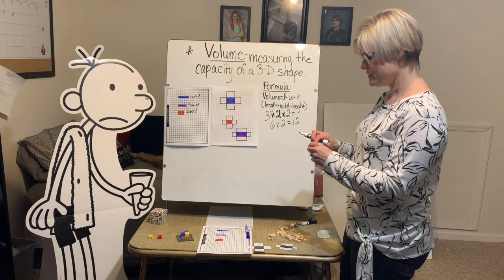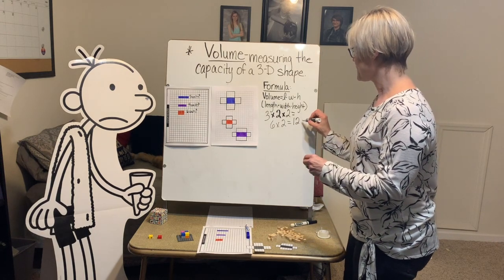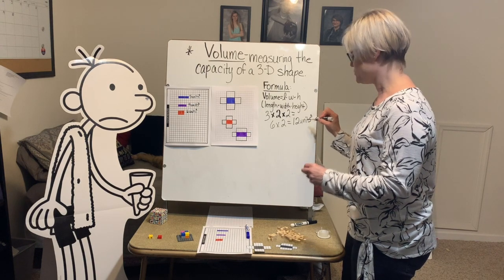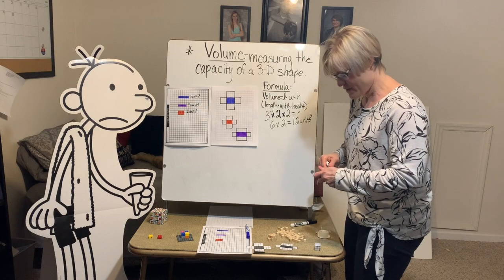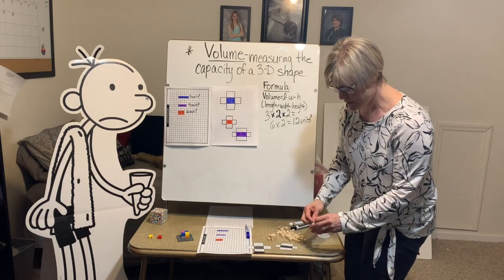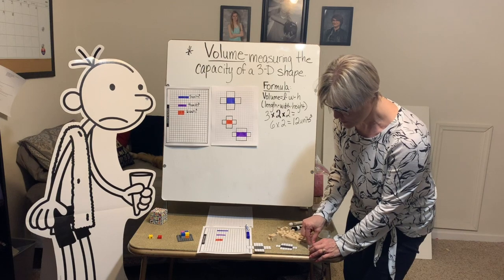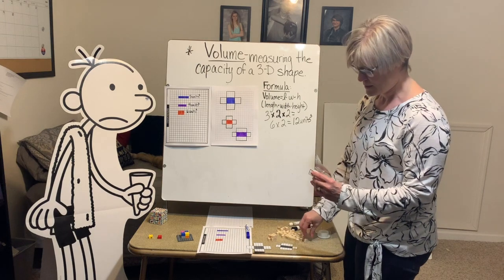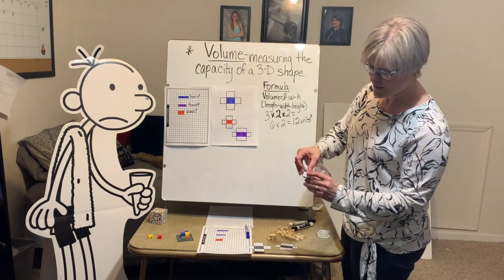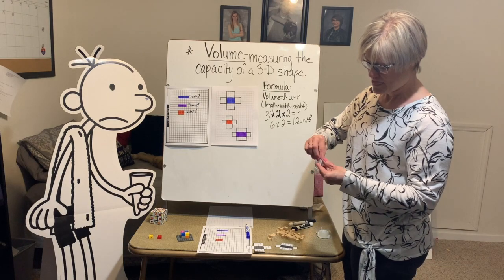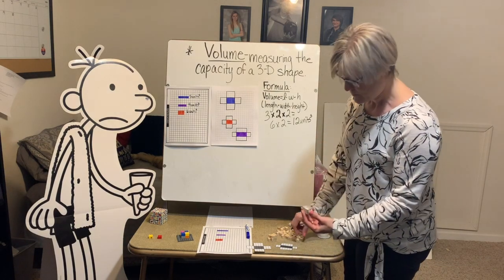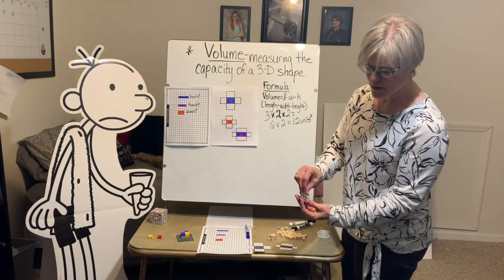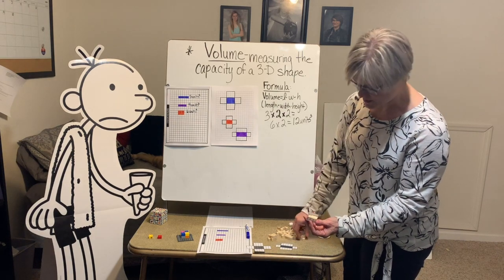So we've got 12 units cubed. So if I put the blocks in here to fill it up, I should be able to get 12 blocks. I've got 3 at the bottom. Now I got to get my 3 on the other side. I hope you're able to see this all right.